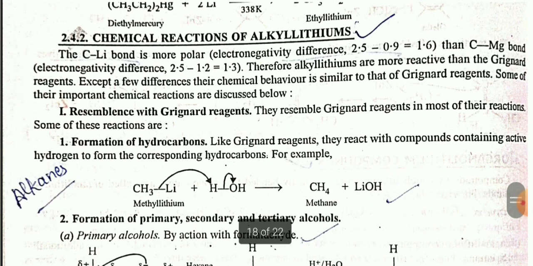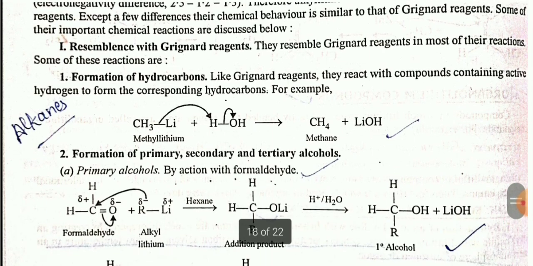Heading 2.4.2 Chemical reactions of alkyl lithiums. The carbon-lithium bond is more polar. Electronegativity difference 2.5 minus 0.9, which is 1.6, than the carbon-magnesium bond, electronegativity difference 2.5 minus 1.2, which is 1.3. Therefore, alkyl lithiums are more reactive than the Grignard reagent. Except for a few differences, their chemical behavior is similar to that of Grignard reagent. Some of their important chemical reactions are discussed below.